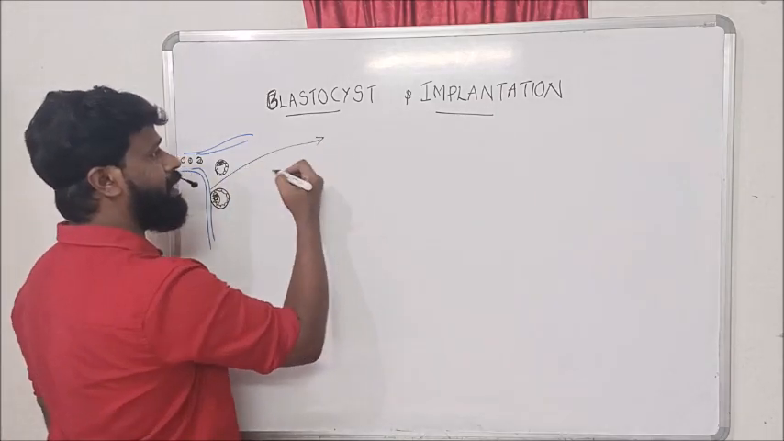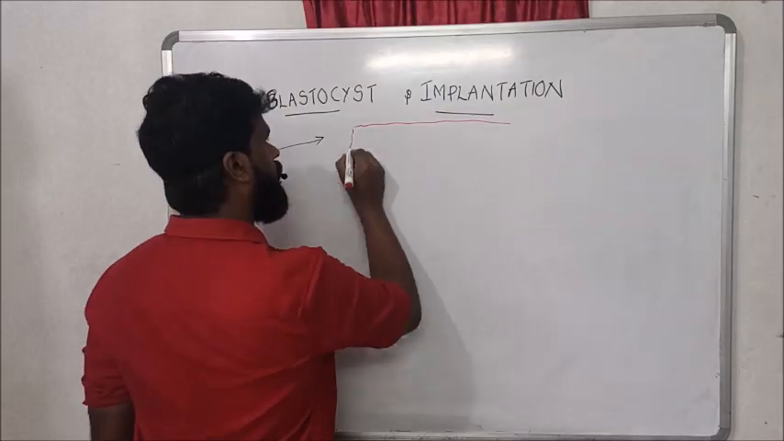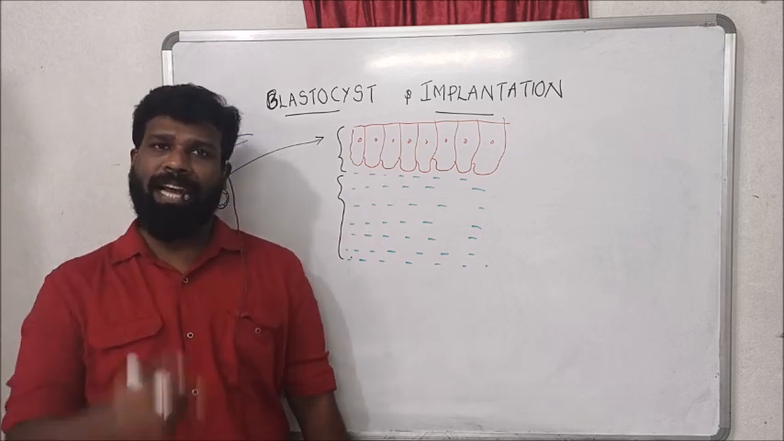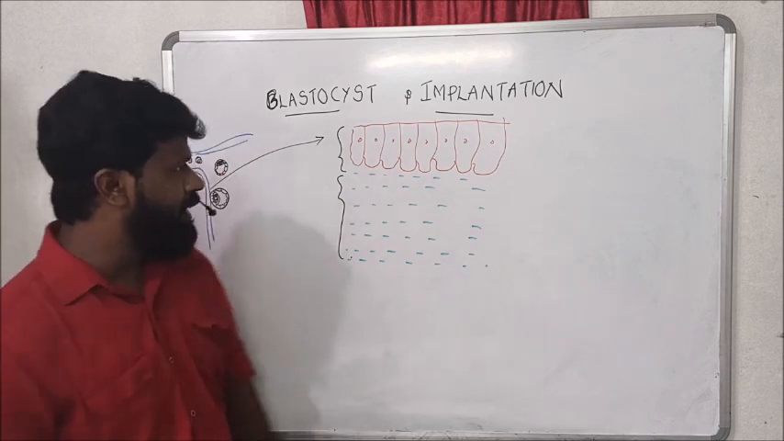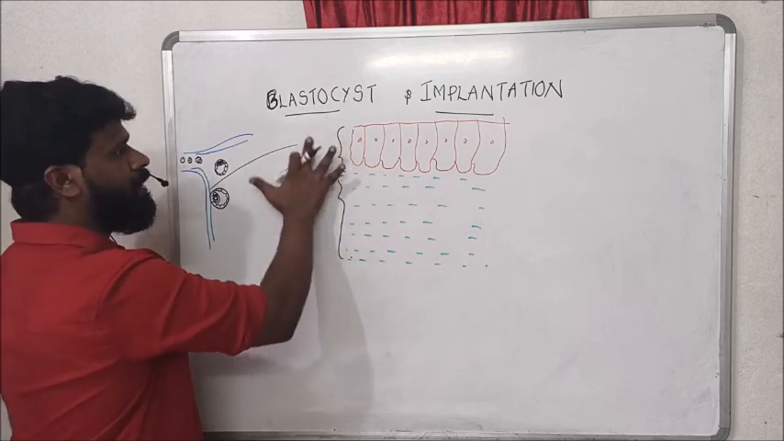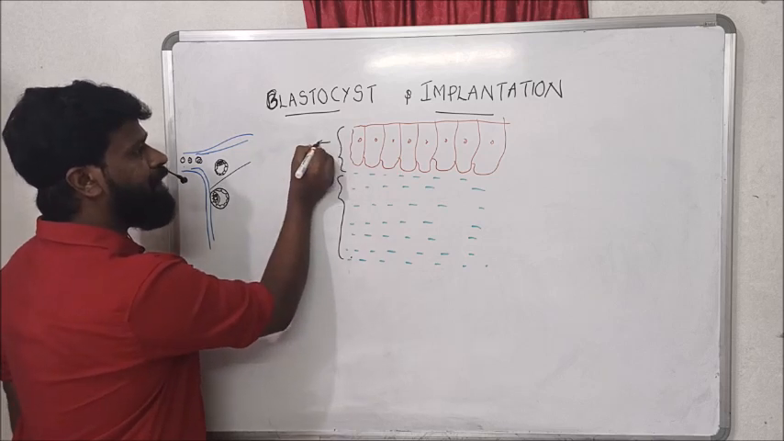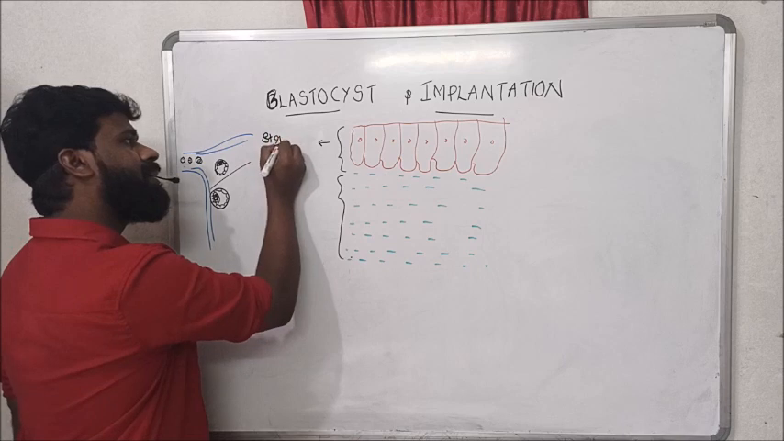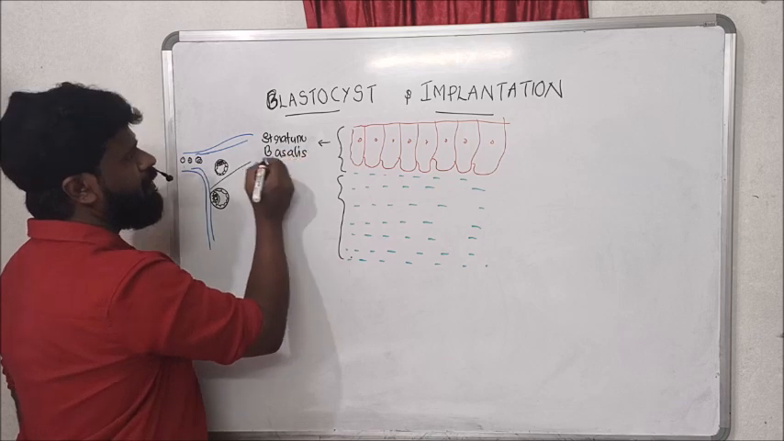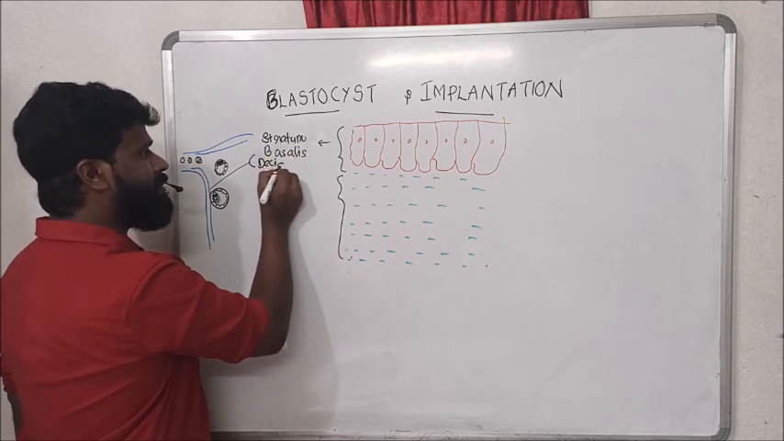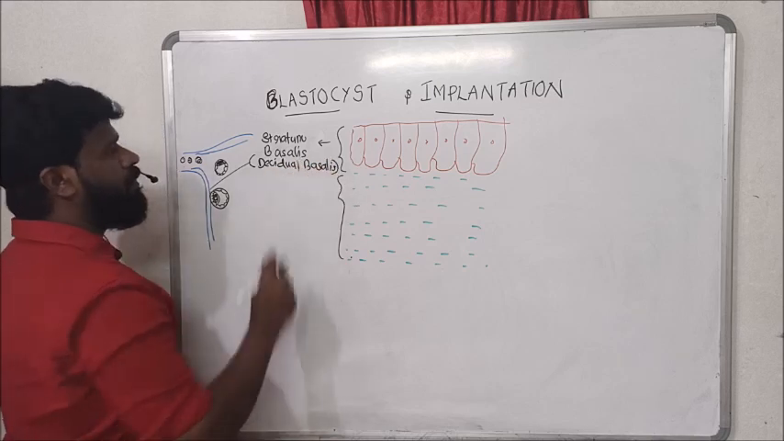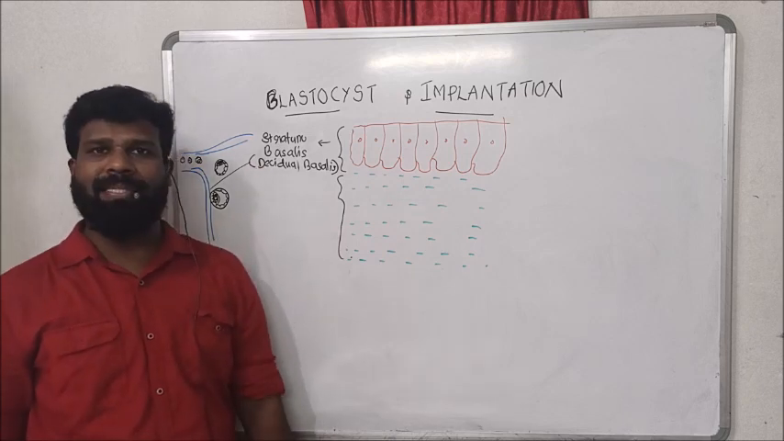Let's see the enlarged view of the endometrium. We know the endometrium has two layers. This is the basal layer of the endometrium and this one is the superficial layer. The basal layer is called stratum basalis or decidua basalis.